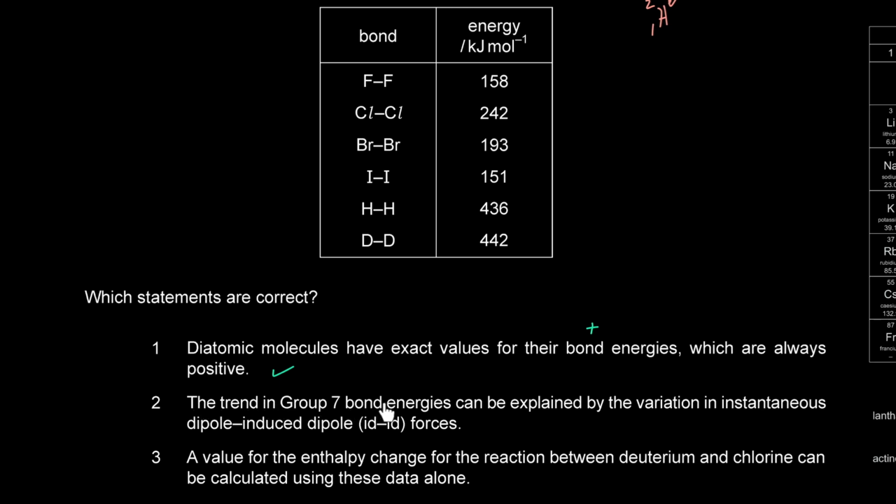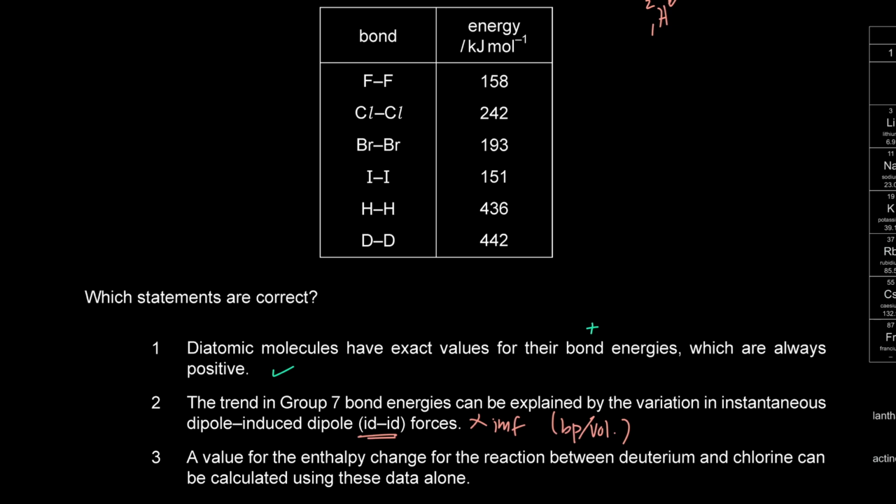The trend in group 7 bond energies can be explained by the variation in instantaneous dipole induced dipole forces. This is not true. These are intermolecular forces. Intermolecular forces explain the trend in boiling points, volatility, etc. They predict the trend in physical properties. They do not explain the trend in the bond energies.